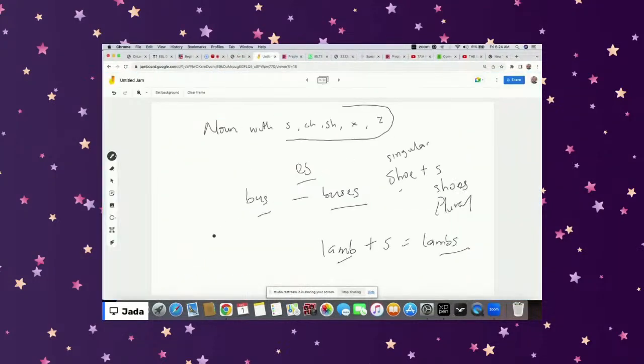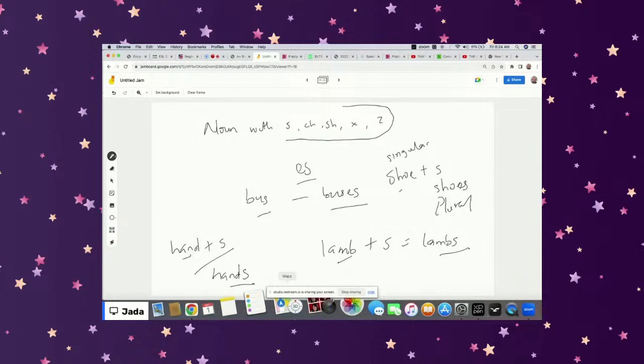So we have hand plus s equals hands. So one hand and then hands is plural, okay? If you just say hand, means it is one. But if you say hands with s, means it is what? Plural. More than one.